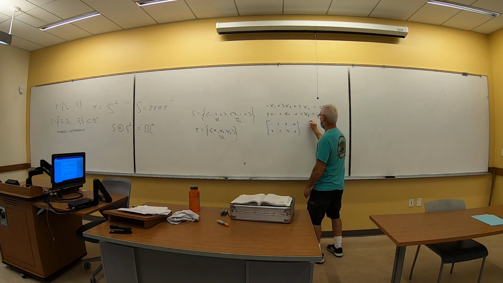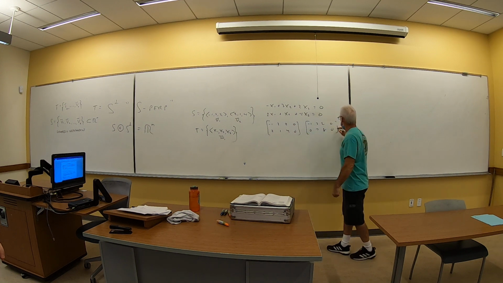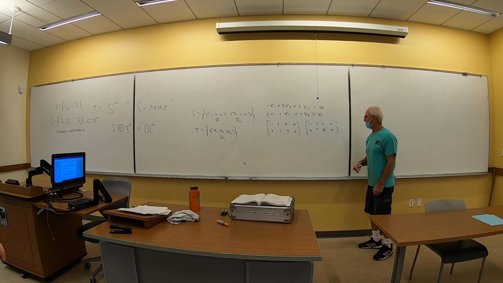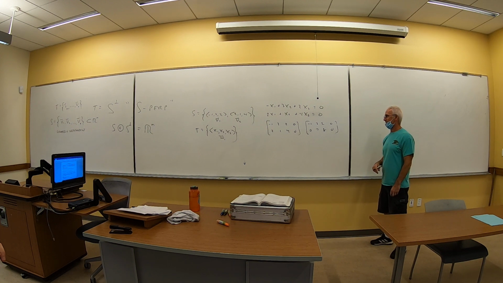So let's solve this. So how? -1, 3, 2, 0. 2, 1, 4, 0. This is kind of ugly looking. I want to parameterize this. Yeah, I can put zeros, but it's too much work.